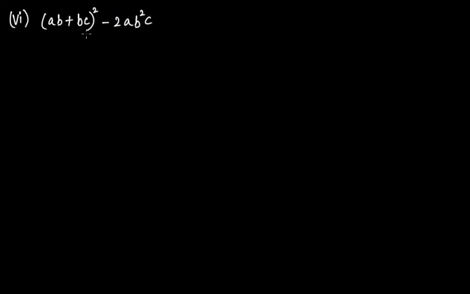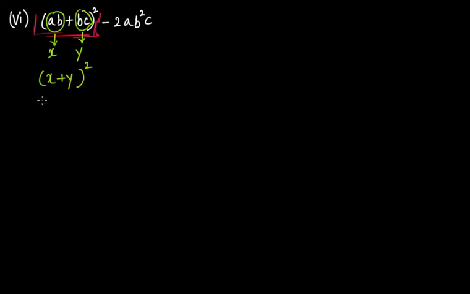Here, this is (ab plus bc) whole squared minus 2ab squared c. Okay. Now first focus on this portion. So this is actually of the form, consider this whole as a, assume that this is b. If you want to take some other variable, you can take x and y. It's not necessary to take only a and b. You can take x and y so that you don't get confused. Now it is of the form (x plus y) whole squared.